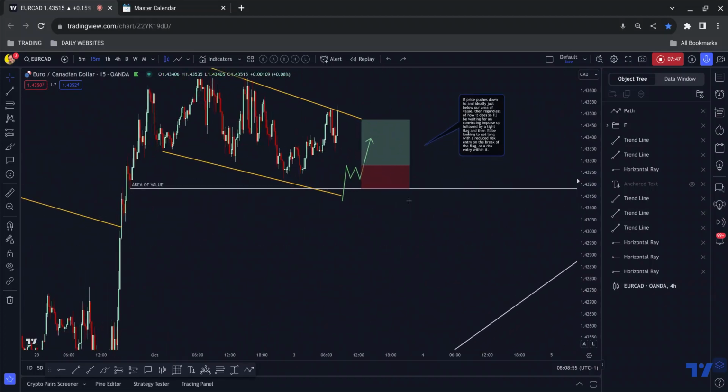What I'll be looking for is price to break below. Of course, if we break below, it would be potentially more risky to take a risk entry from this trend line with that set just below. So I'll be waiting for a push up followed by a flag, and then I'll be able to manage this for something in the region of 2% up to the trend line.